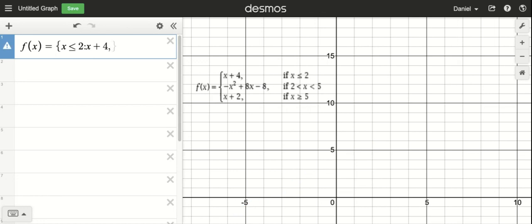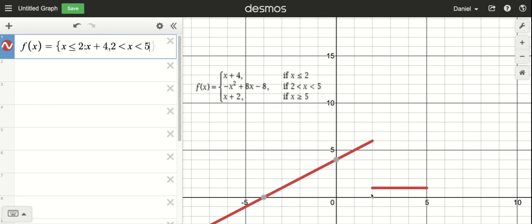And notice the graph went away because now what I've put into this line of Desmos doesn't make any sense. It's waiting for me to finish my thought, finish my rule. So the next thing I'll do is put the next subdomain, and Desmos is pretty clever. You can write the compound inequality exactly as it appears. 2 is less than x is less than 5.